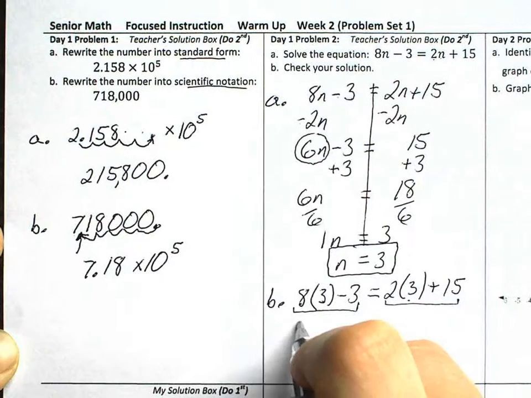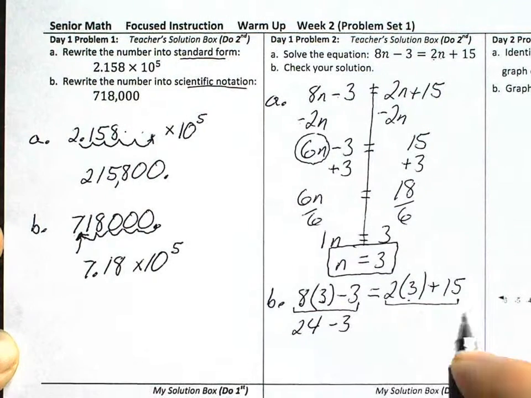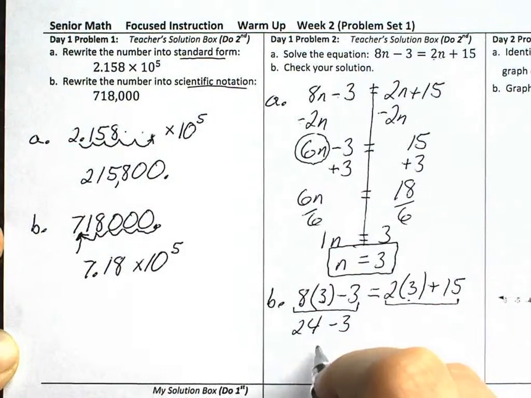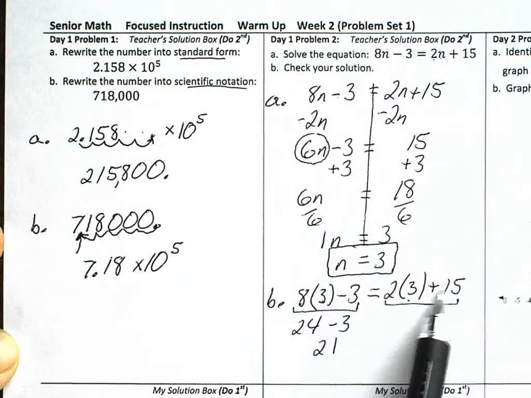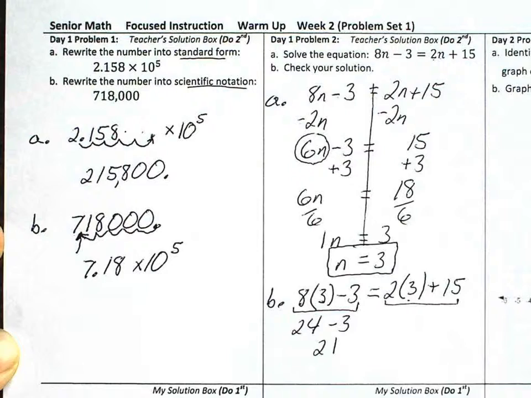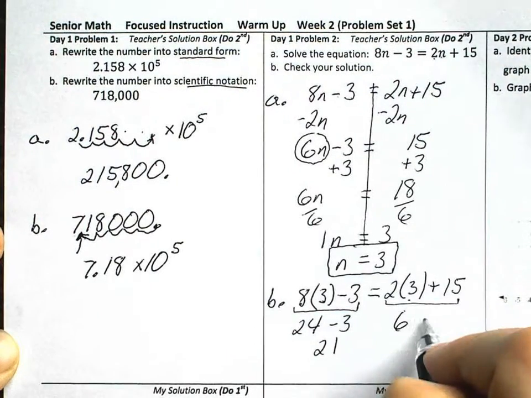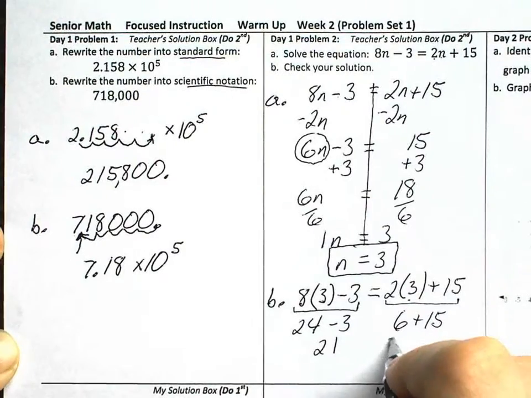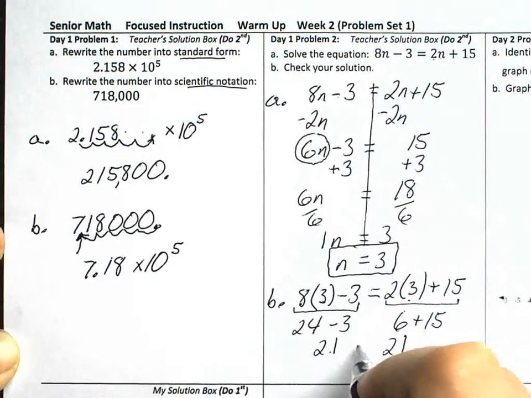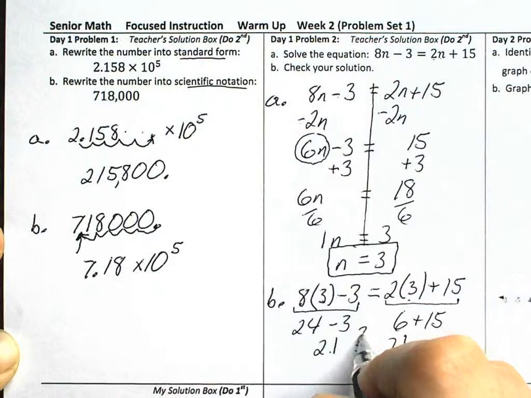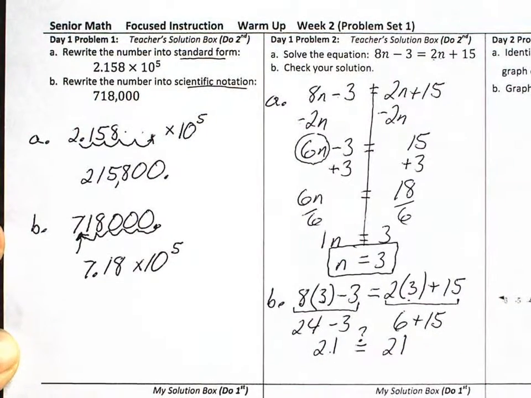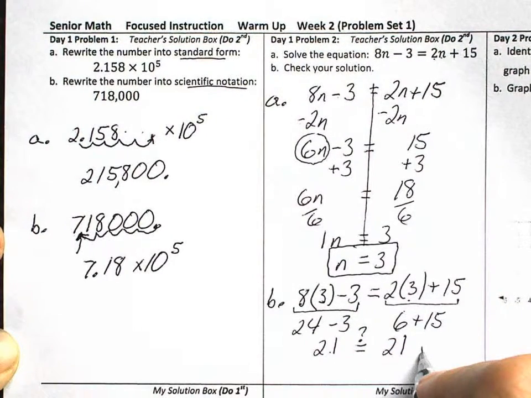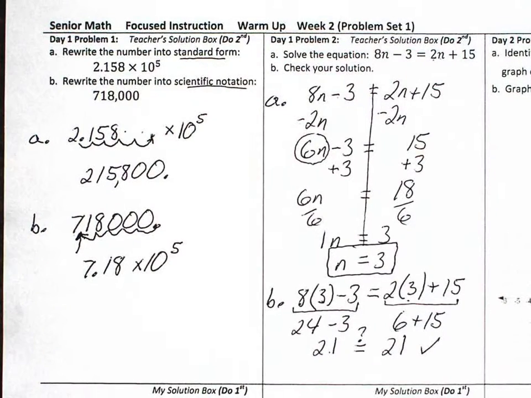8 times 3 is 24. And 24 subtract 3 is 21. Let's see if this also makes 21. 2 times 3 is 6. And 6 plus 15 is 21. Does 21 equal 21? We're wondering? Well, yes, it does. And so this checks, and n equals 3 is the correct answer.